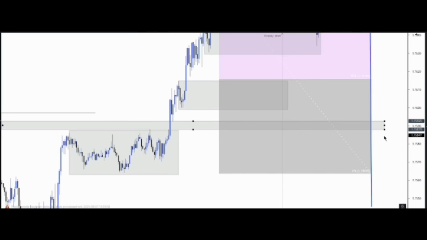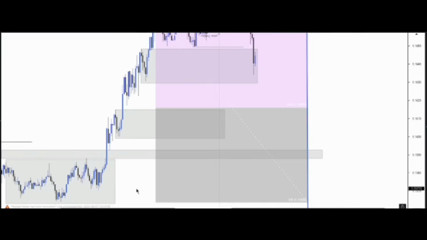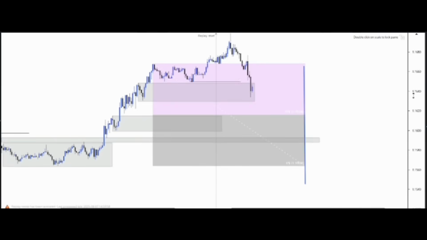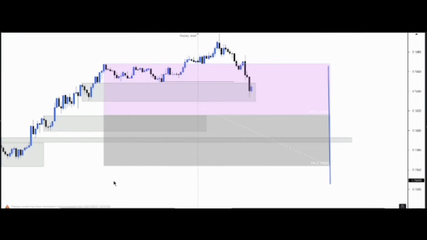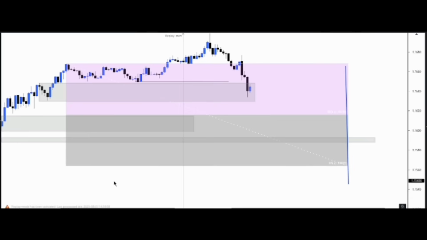So we push it out. Okay? We push it out. Now we have analyzed the market on the 15M and the daily candlestick. So let's begin to advance price and see what happens.